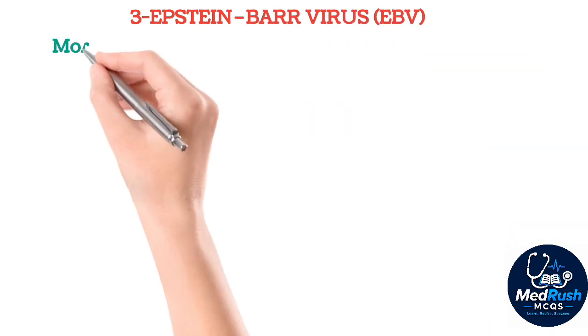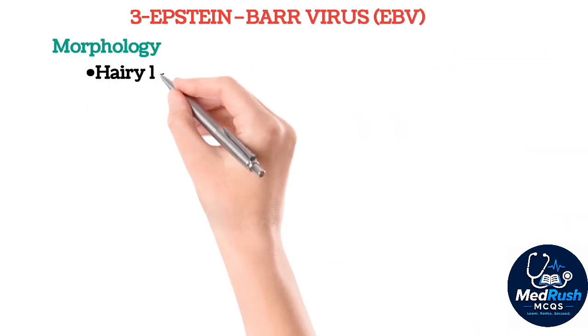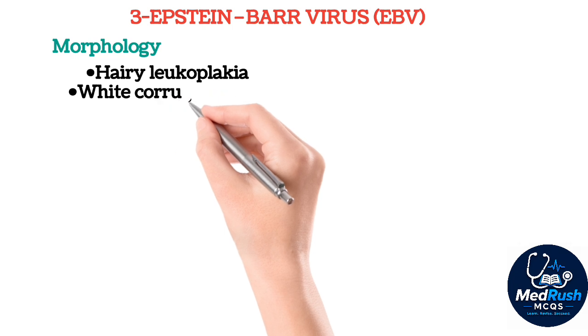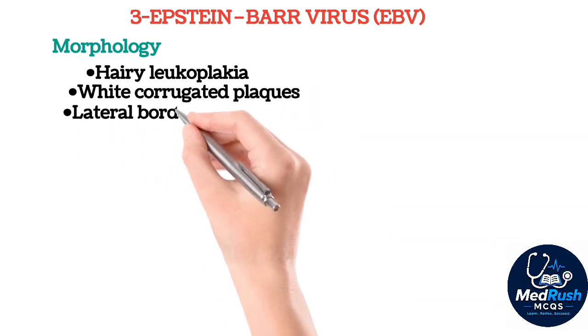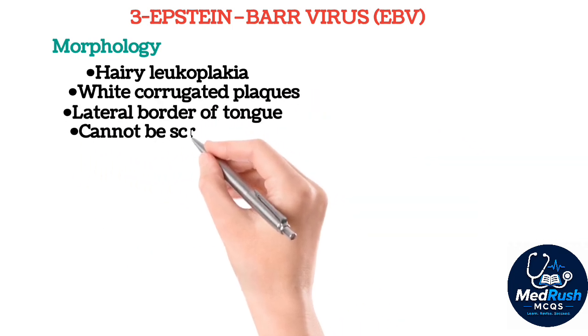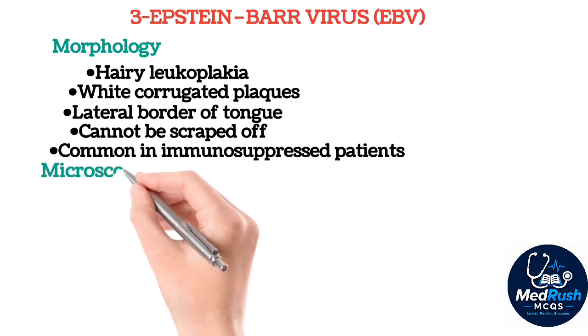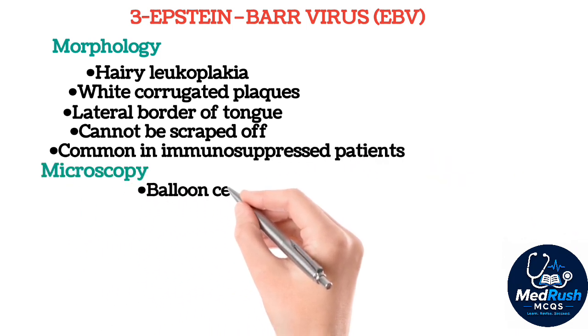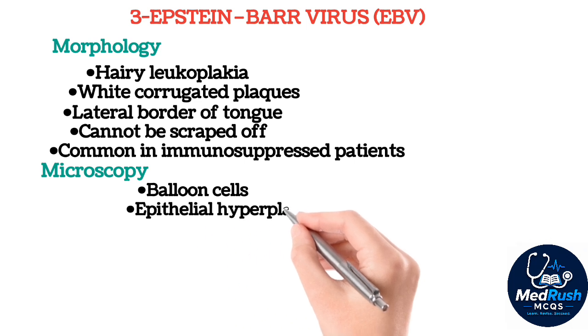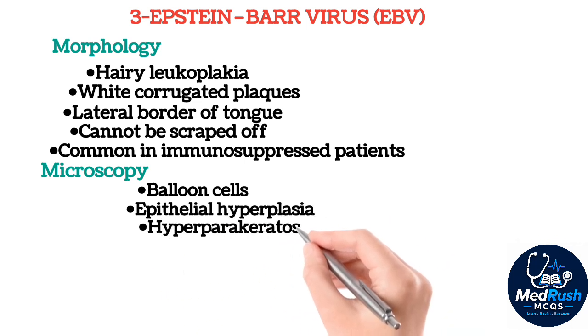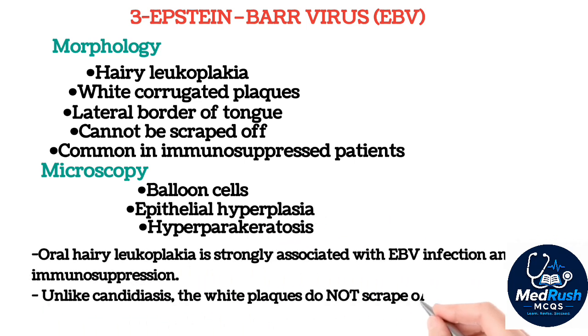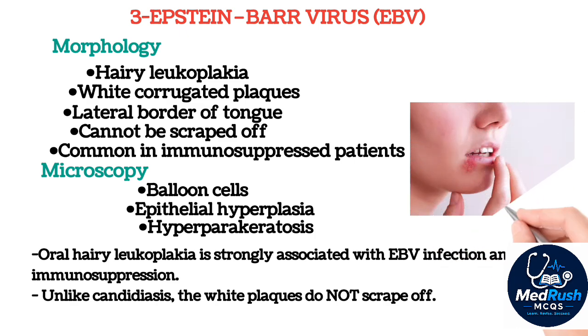Epstein-Barr virus is associated with oral hairy leukoplakia, especially in immunosuppressed individuals and HIV patients. Morphologically, it presents as white corrugated plaques on the lateral border of the tongue. Unlike candidiasis, these plaques cannot be scraped off. Microscopy shows hyperparakeratosis, epithelial hyperplasia, and balloon cells.